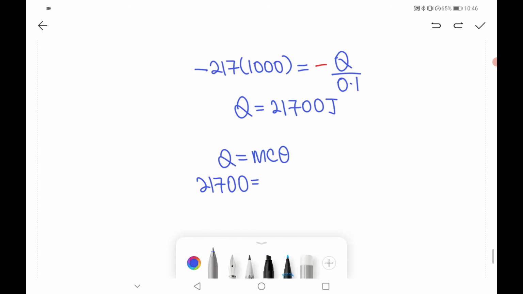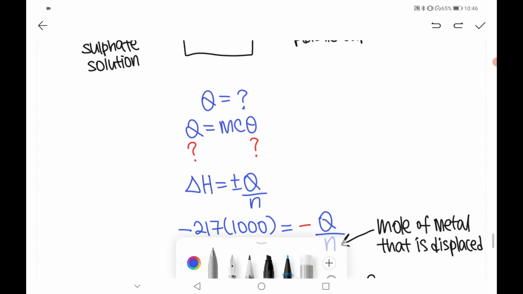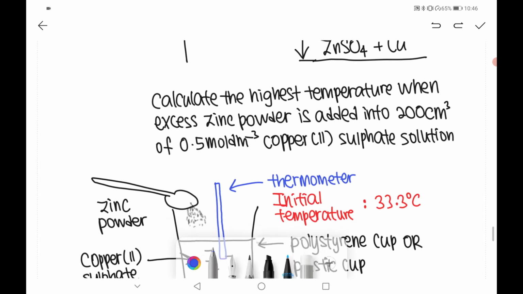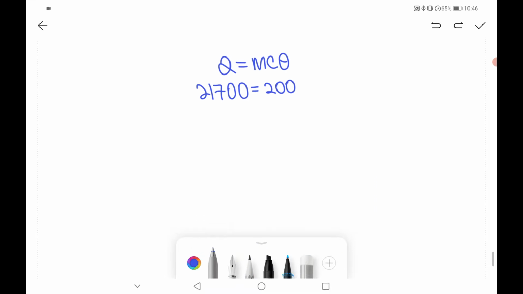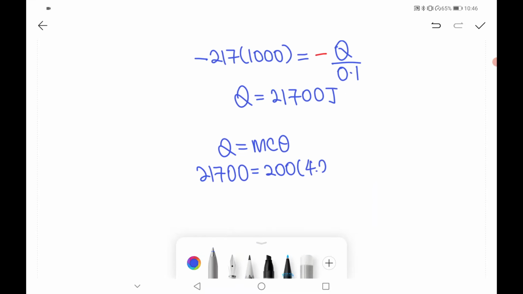The C is the heat capacity. The heat capacity value should be given, which is here. Sorry, I forgot to put it in. So I should put in the heat capacity, which is 4.2. And then here we have theta. From here we just do the mathematics to calculate the value. If you calculate, theta is equal to 25.8 degrees Celsius, and this is not the final answer, because this 25.8 is theta.